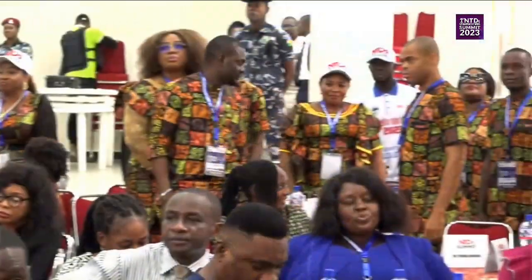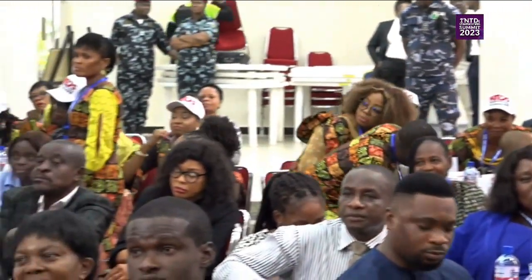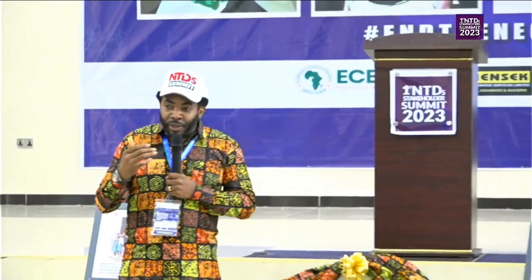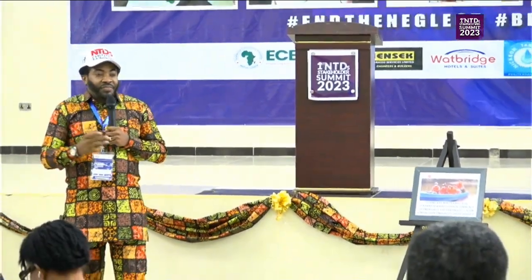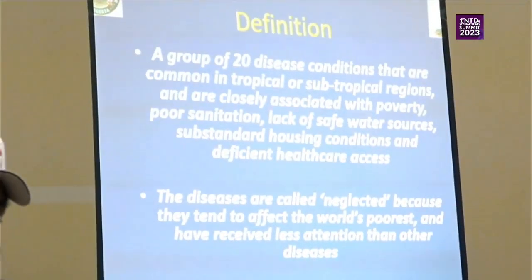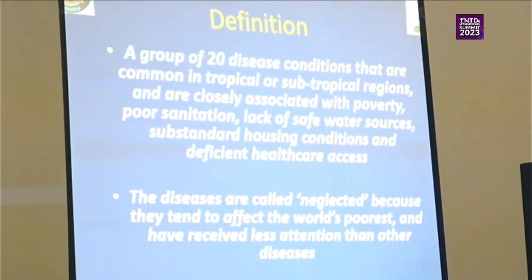Next slide. So this is my outline: definition, the burden of NTDs, the NTDs targeted for control and elimination in Nigeria, the types, the impact, the national NTD strategic agenda, intervention strategies, intervention programs in Akwa Ibom State, and the conclusion. So, definition. NTDs are a group of about 20 disease conditions that are found commonly in the tropical and subtropical parts of the world. And we all know Nigeria is in the tropical part of the world.